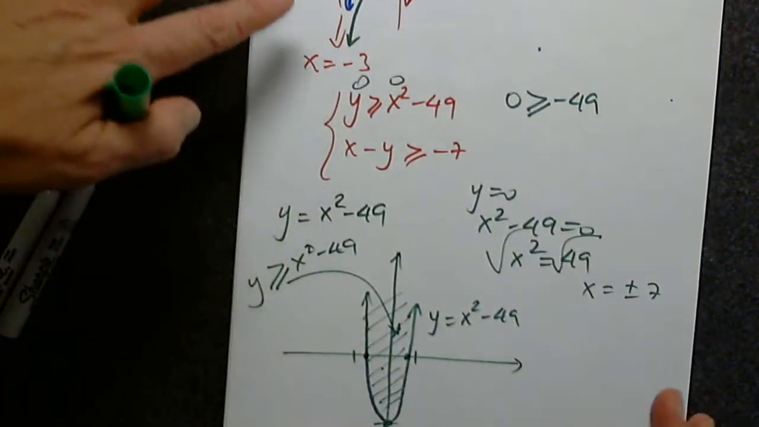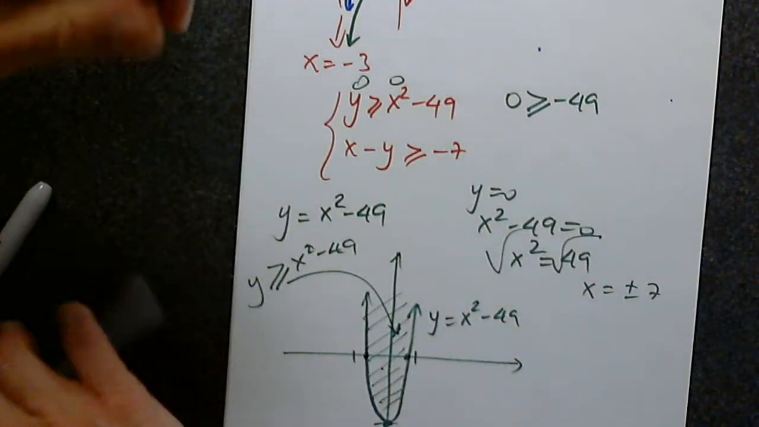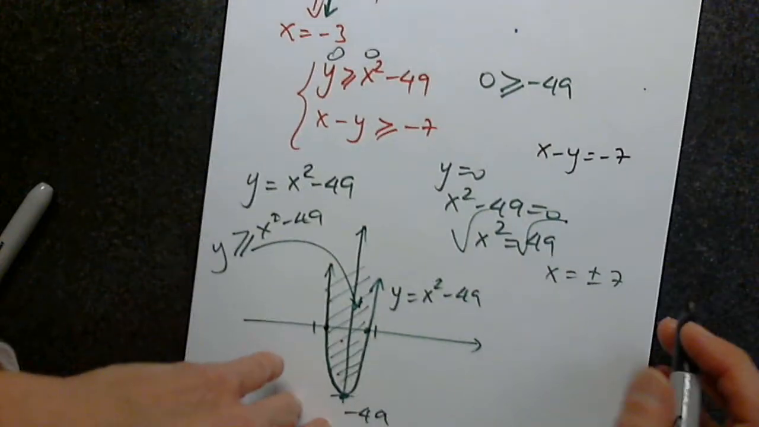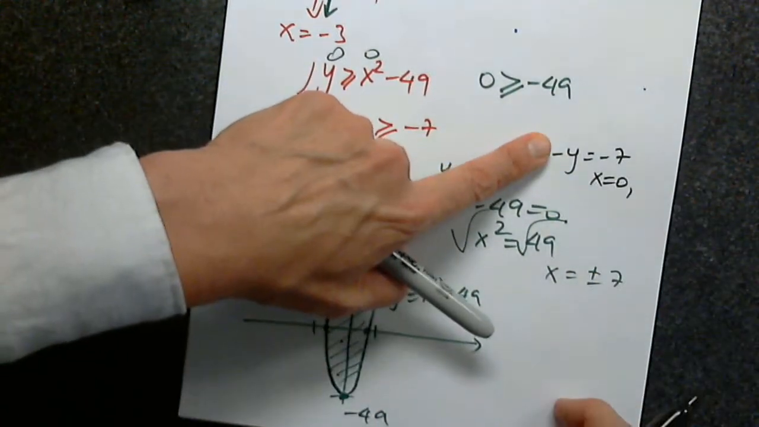Okay, I will repeat the same steps for the other one. For x minus y equals negative 7. When x is 0, how much is y?